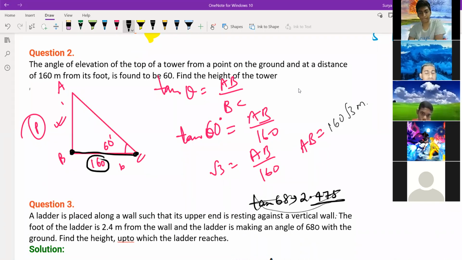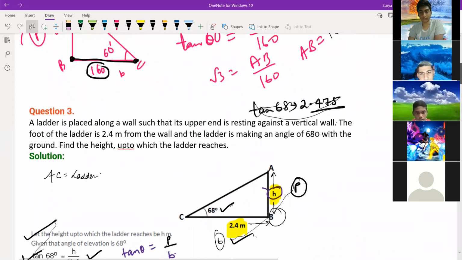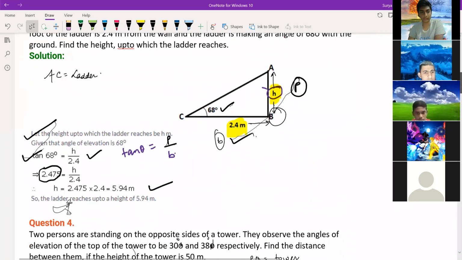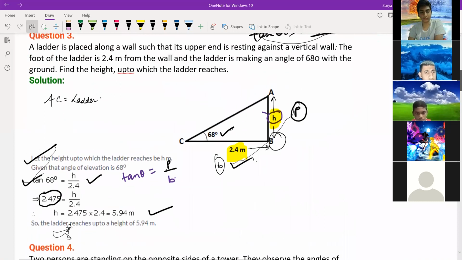Sir, I took it as approx, I didn't take it as 2.475. I just took it as 2.4 so that it would get cancelled. Okay, fine. Now see, the answer is coming 5.94. Samarth, check. All of you have done the same way. Just check once for anywhere you are making mistakes.